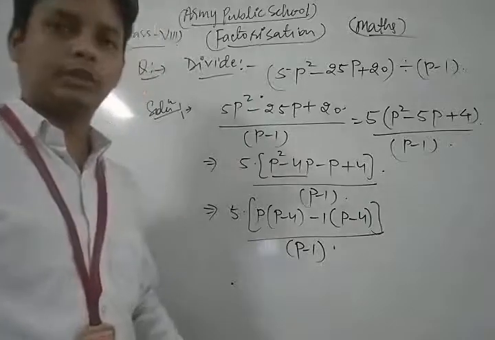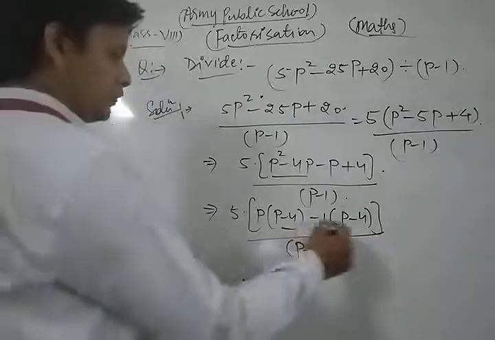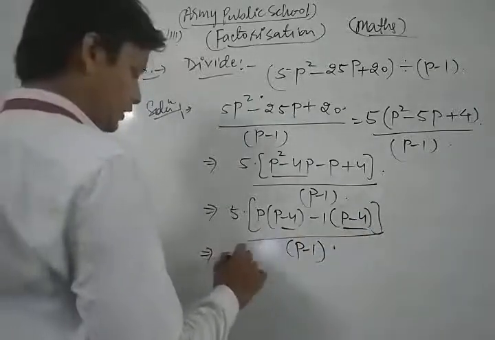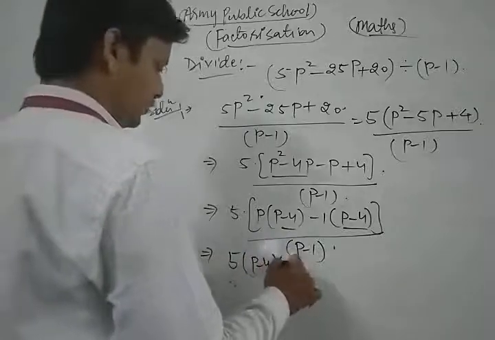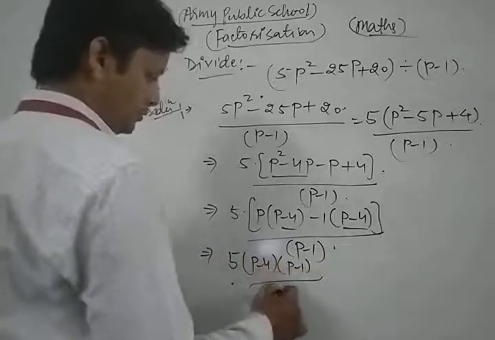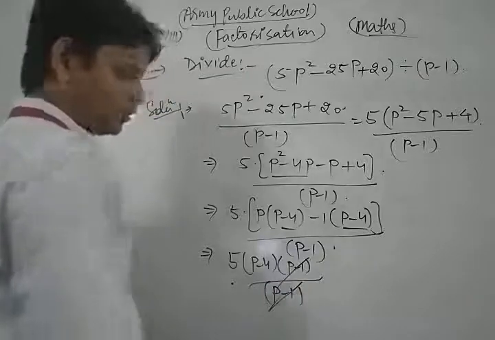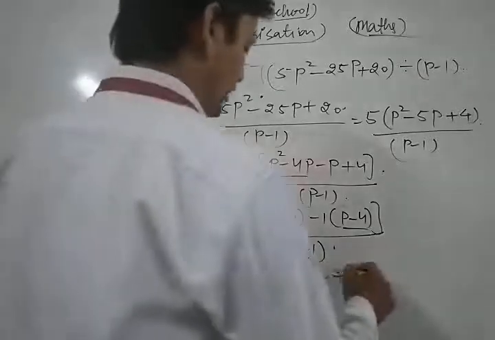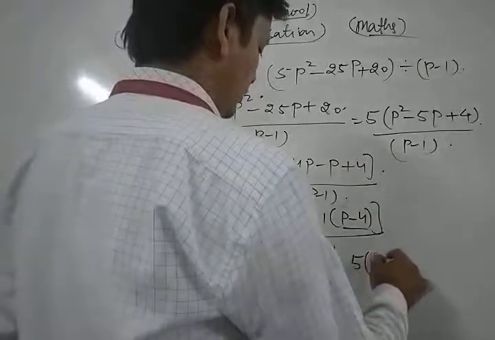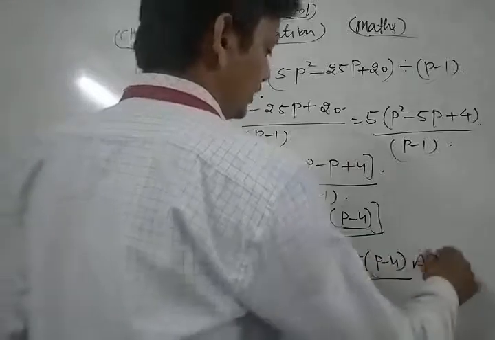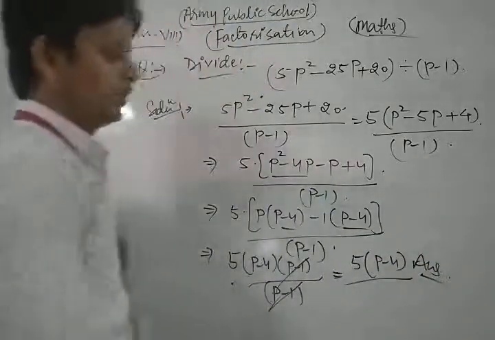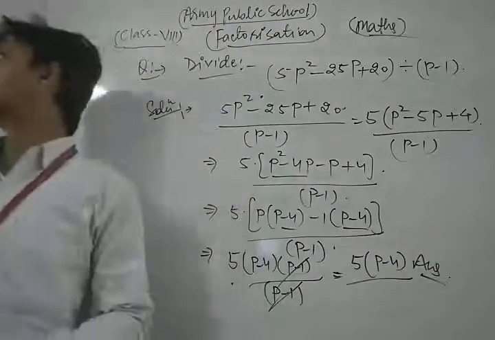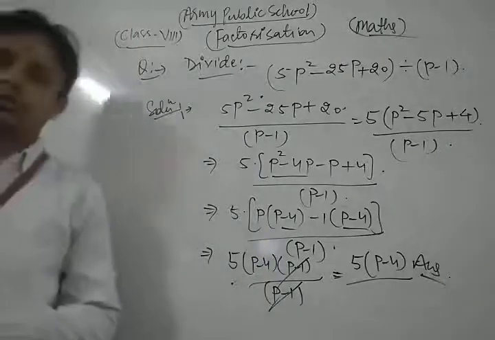Now we take p minus 4 as common, so this is 5 into (p minus 4) upon (p minus 1). The p minus 1 and p minus 1 cancel each other, so we get 5 into (p minus 4). This is the required solution of the given question.